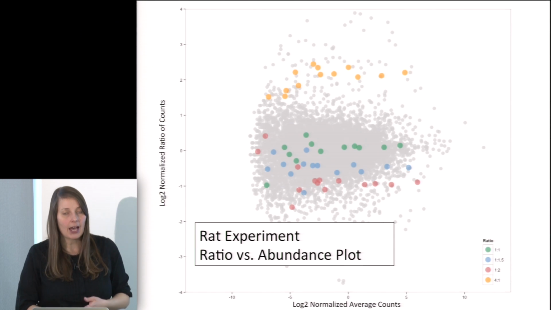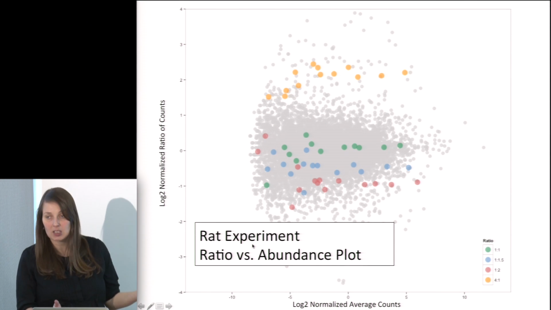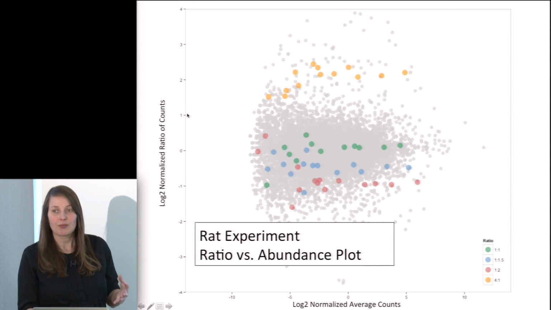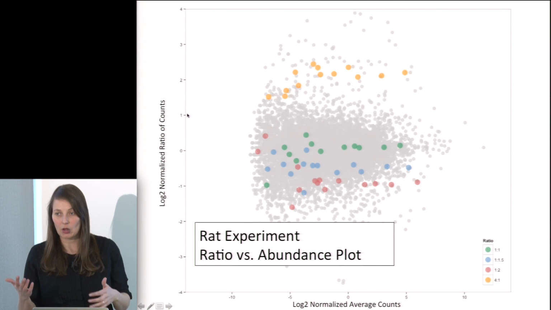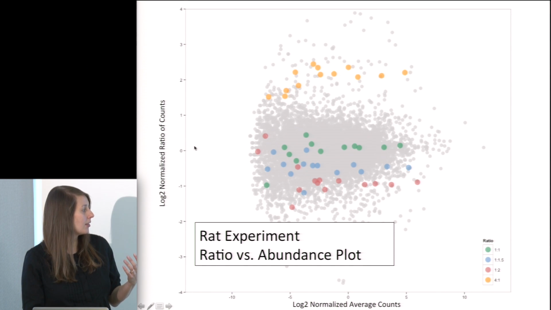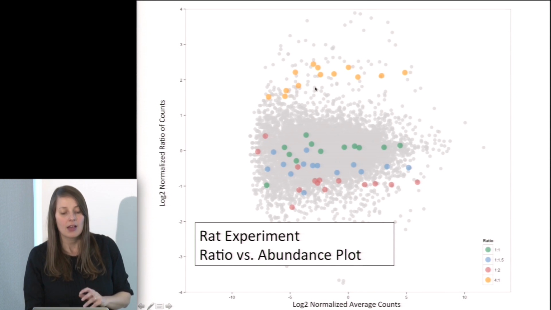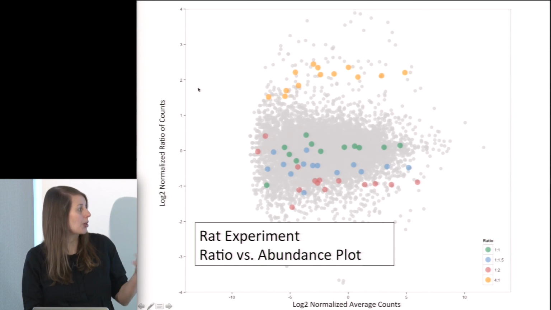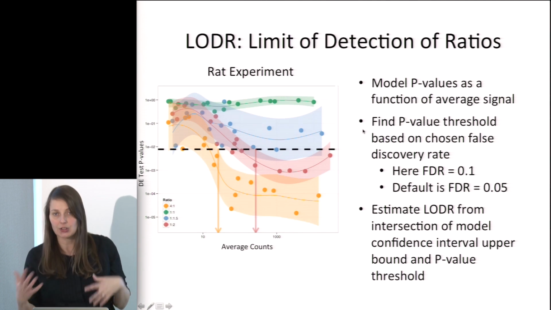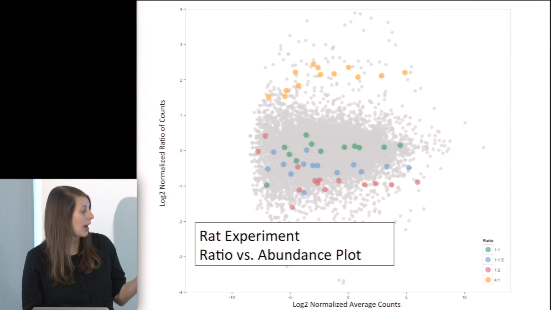So first, let's look at what the ratio versus abundance data looks like. This is the rat experiment, and this is looking at the ratio versus abundance plot. So if you recall the design plot from earlier, the 1:1 controls were here at 0 on the log 2 scale, and then the 4:1 controls were up here at 2. And so this is actually the real data now that we're looking at, and then the endogenous transcripts in the samples are actually shown here in gray.